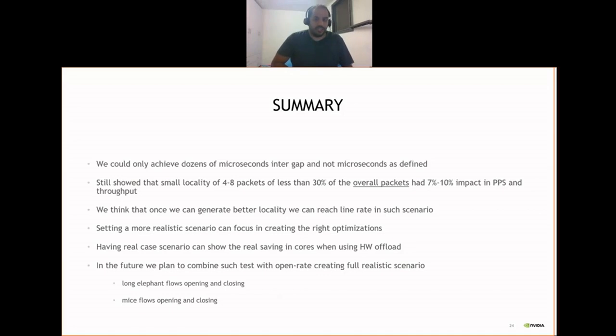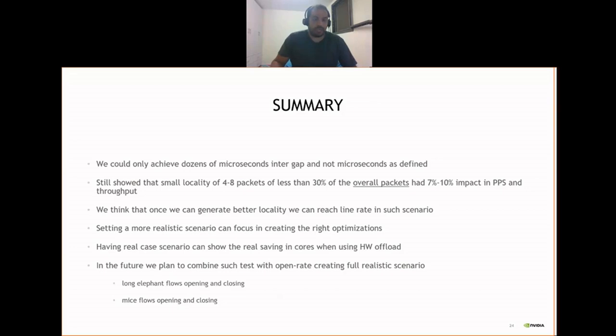Let's summarize what we had in the testing. We could only achieve thousands of microseconds of inter-gap and not microseconds as defined and as we see in the theoretical review. Still, we showed that small locality, with 4 to 8 packets or less, which is less than 30% of the overall packets, had a 7 to 10% impact on PPS and throughput. We think that once we can generate better locality, we can reach line rate in such a scenario. Setting a more realistic scenario can help focus on the right optimizations in the device itself. Having a real-case scenario can show real savings in cores when using hardware offload.